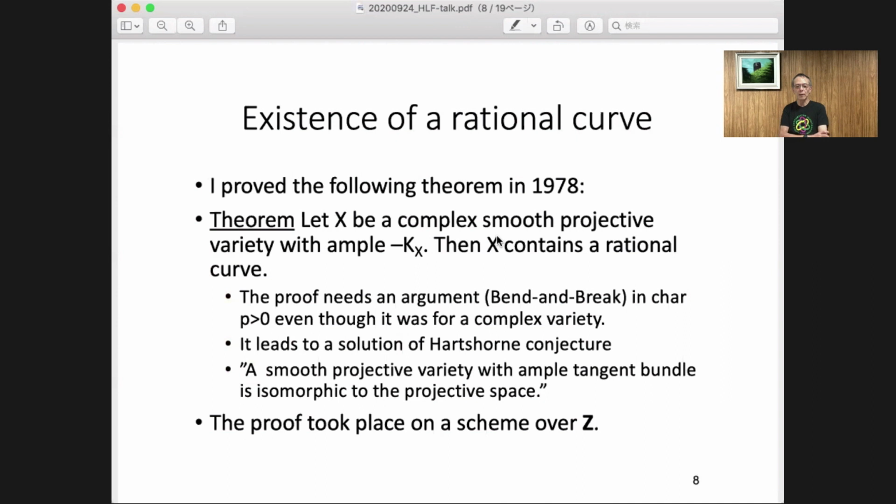So the proof needs an argument. Now it's called the bend and break. And it goes to characteristic p, even though the original statement is for complex varieties. So the original statement I wanted to prove was Hartshorne's conjecture: a smooth projective variety with ample tangent bundle is isomorphic to the projective space. So this can be a complex variety or characteristic p, but the proof took place on a scheme over Z.